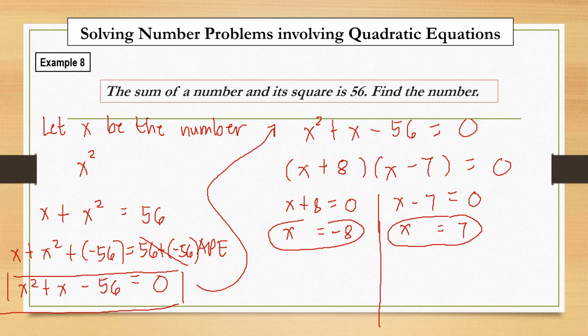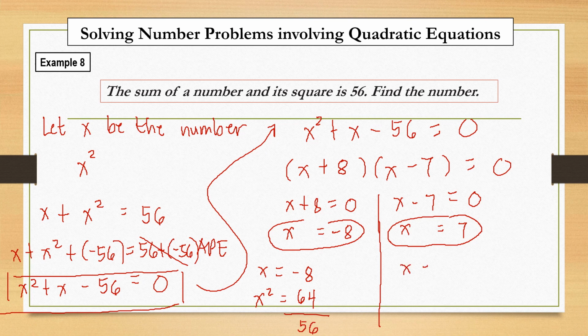So if the number is negative 8, the square of it is 64. If we add the negative 8, we have positive 56. So it satisfies the given problem.